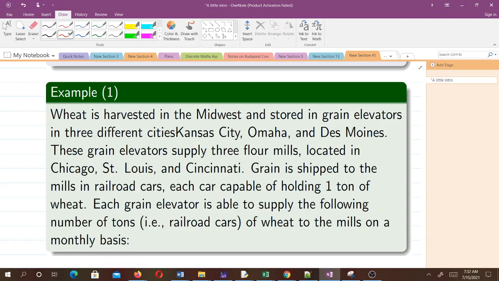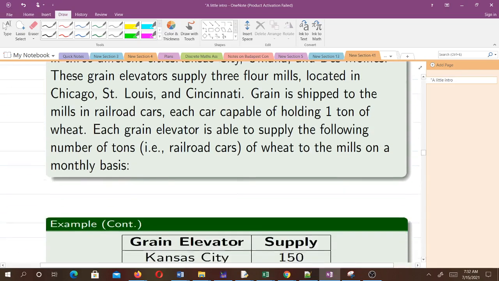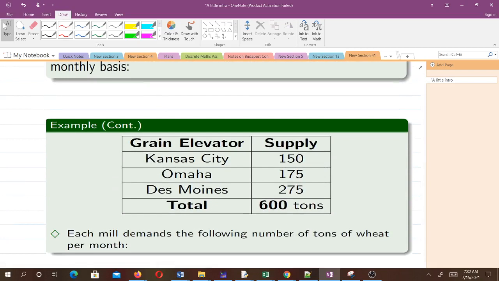of wheat, and each grain elevator is able to supply the following number of tons of wheat to the mills on a monthly basis. Right, so there's a supply. From Kansas City, we can supply 150, Omaha 175, and Des Moines 275. And the total supply is 600 tons.